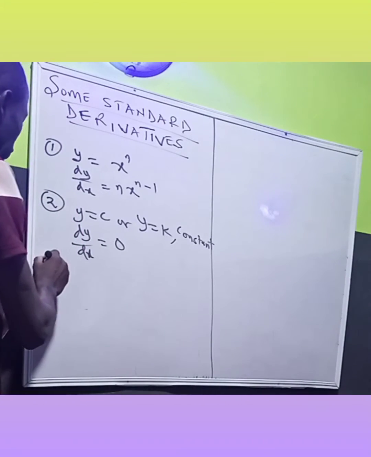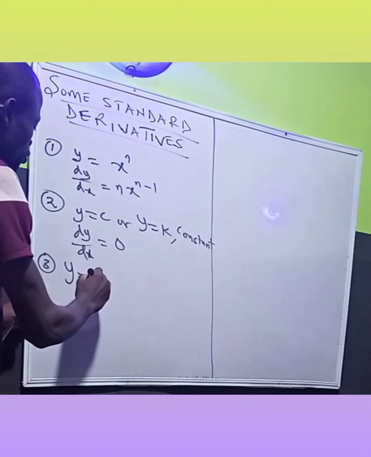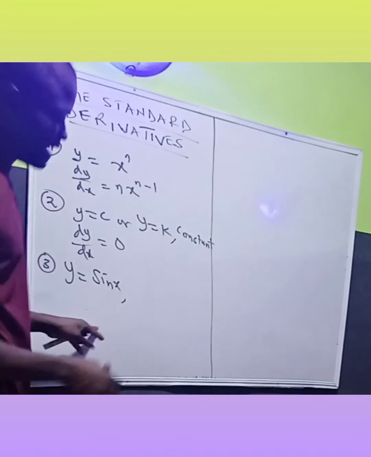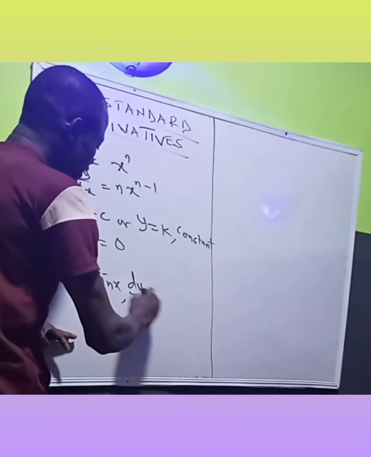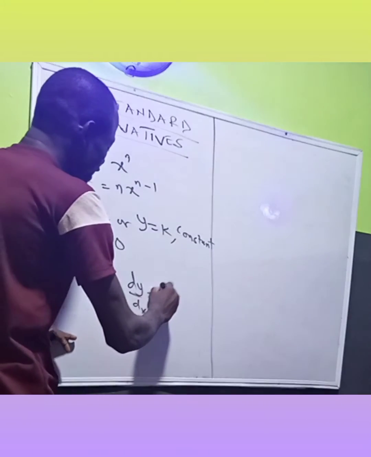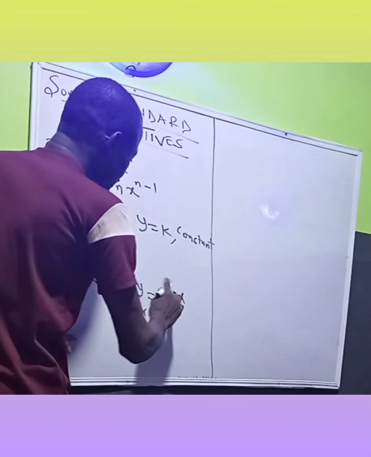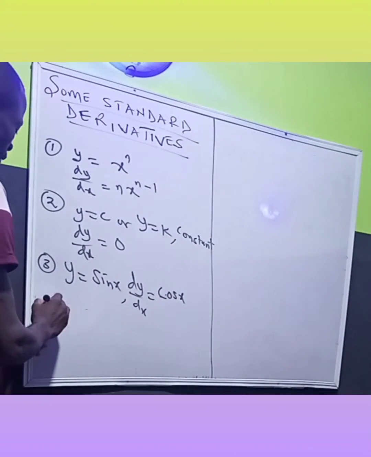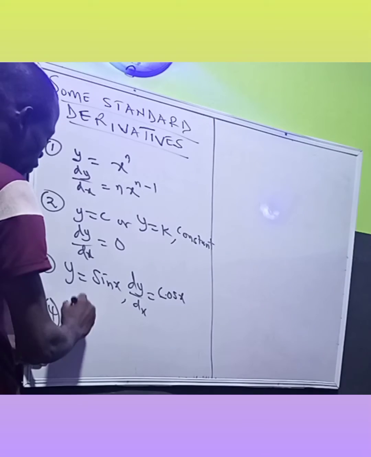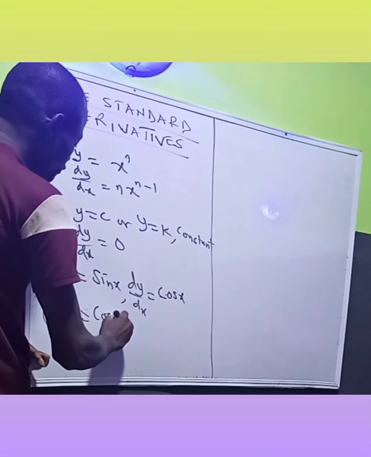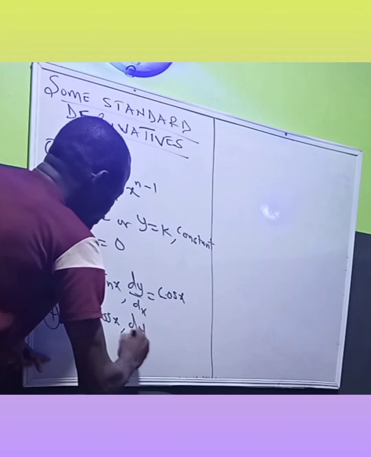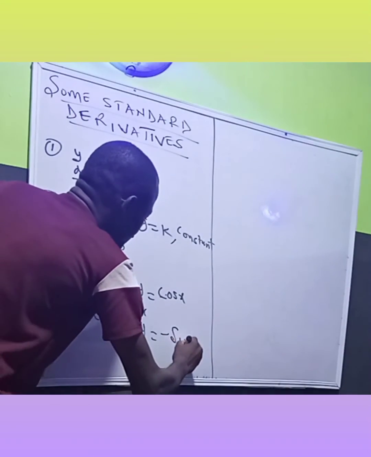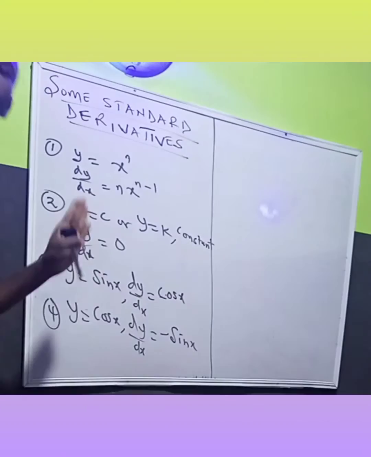If you have another one, let's say number 3, y equals sin x. If you differentiate sin x, the answer is cos x. So dy/dx of sin x is cos x. The next one, number 4, if you differentiate y equals cos x, dy/dx of cos x is equal to minus sin x. These are the things you need to know.